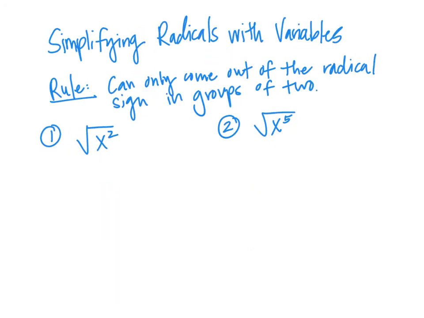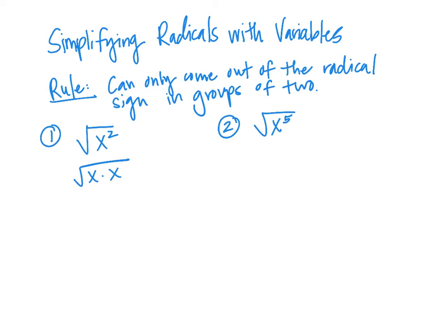All right, so the last thing that we're going to do is we're going to simplify radicals with variables. And our rule is we can only take them out in groups of 2. And when we take them outside, we're just counting. Its new exponent is going to be how many groups of 2 there were. So for example, let's look at number 1. Let's rewrite it as the square root of x times x, because that's equal to the square root of x squared.